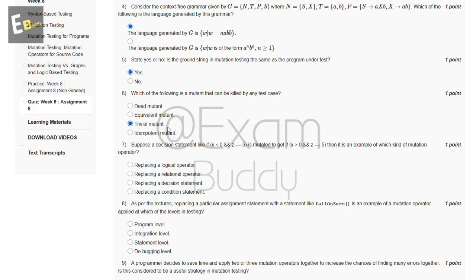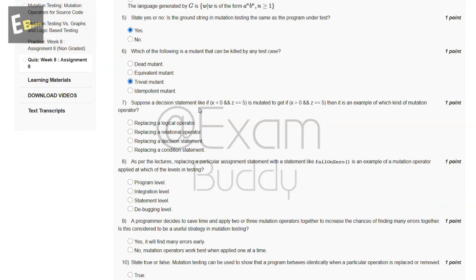Now the seventh question is, suppose a decision statement like if x < 0 and z == 5 is mutated to get if x > 0 and z == 5, then it is an example of which kind of mutation operator? So these are the options, and the answer to our seventh question is B, replacing a relational operator.